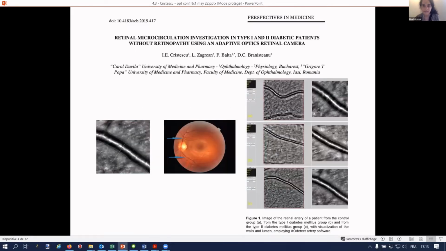Firstly, we have included 55 subjects, controls and diabetic subjects without diabetic retinopathy, type 1 and type 2. And the scans of the superior and inferior retinal arterioles, superior temporal and inferior temporal retinal arterioles have been analyzed using the rtx1 software.